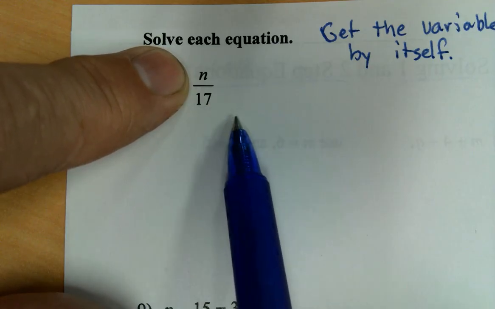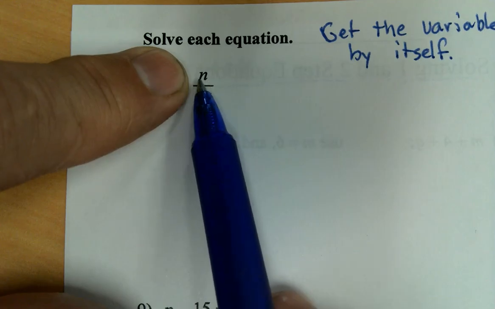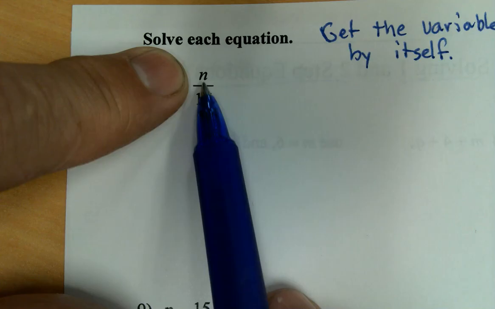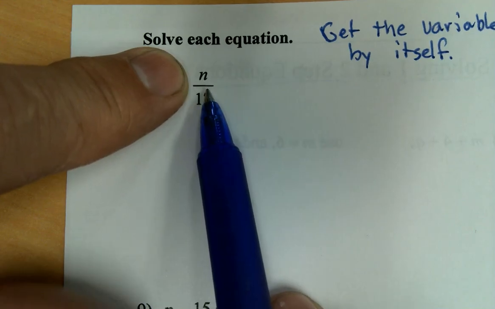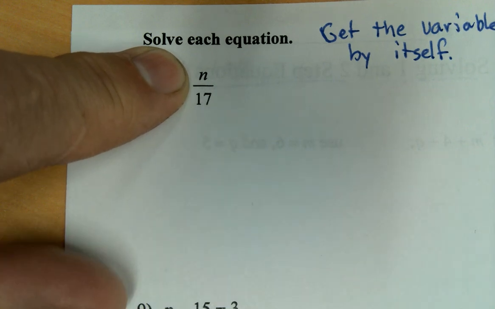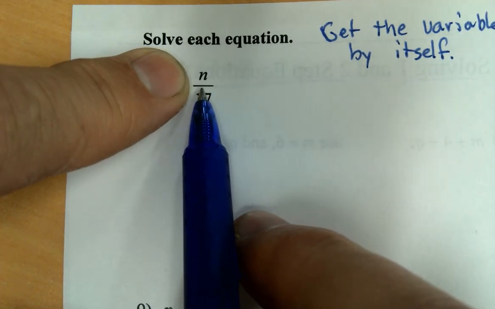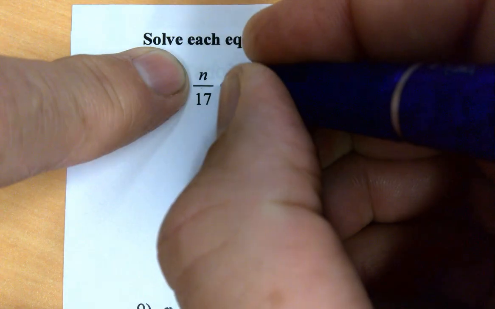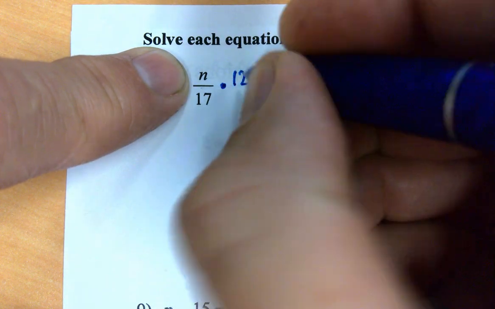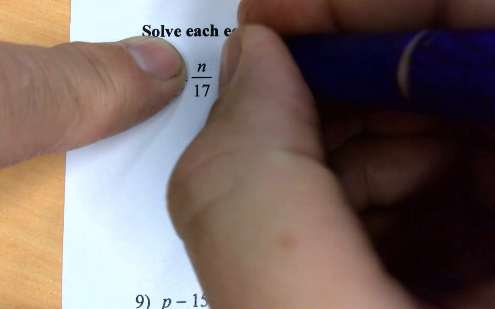Question 3 is what operation is going on between that n and the 17? What operation is going on between those 2 things? We're looking at this line right here. Remember that line means division. So there's division going on, and then we say what is the inverse or opposite of division? The inverse or opposite of division is multiplication. So I'm going to multiply both sides of this equation by 17.